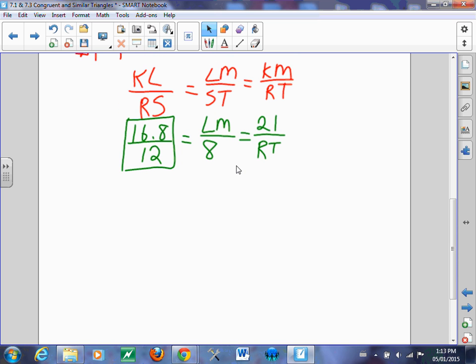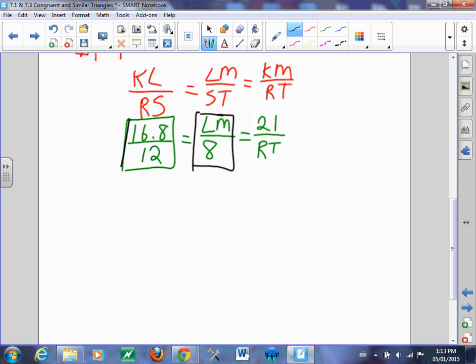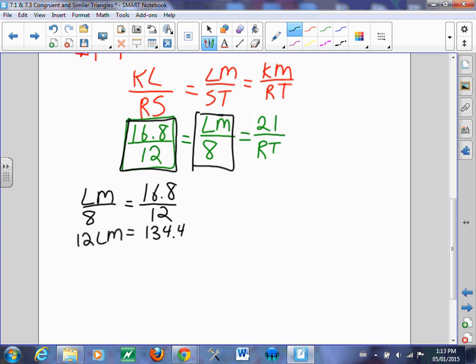Okay, so we have our ratio that has the given amounts in it. So let's find maybe LM first. So to find LM, I'm going to use this ratio and make it equal to the one that has the given value. So LM over 8 equals 16.8 over 12. Cross multiply, so you've got 12 LM equals, other diagonal cross, 134.4. To get LM by itself, you divide both sides by 12. So LM equals 11.2, don't forget your units, centimeters. Okay, so there's one answer.